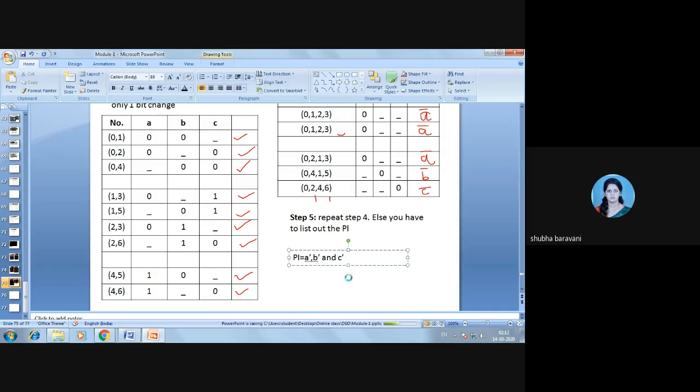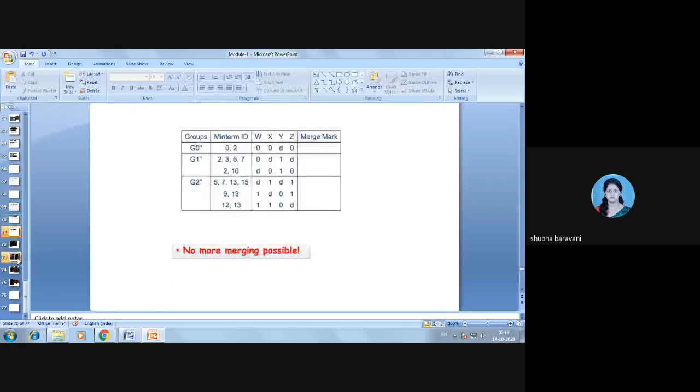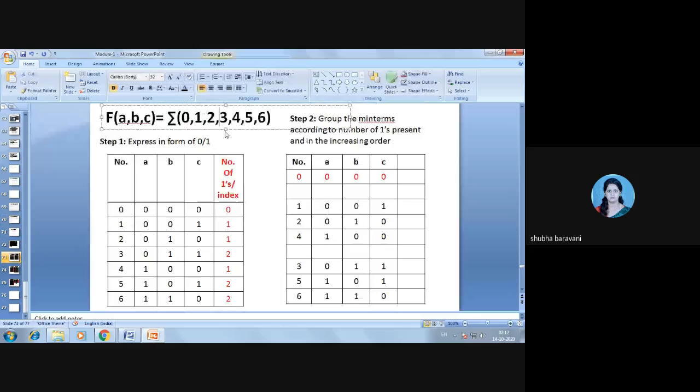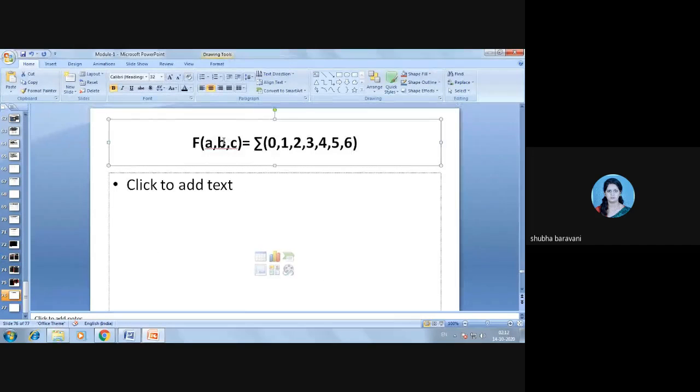Understood now? How to check the PI? Yes, is that understood? Yes, ma'am. Okay, shall we proceed to the next one? Yes, ma'am. Okay, take down.